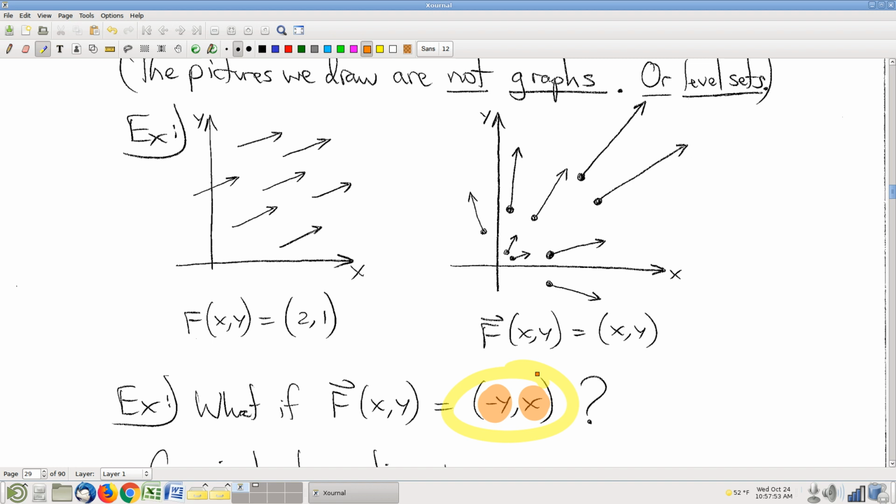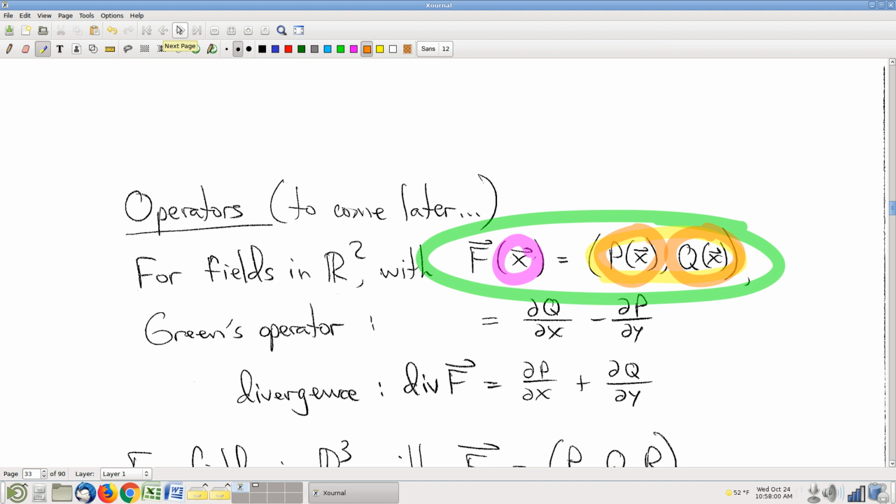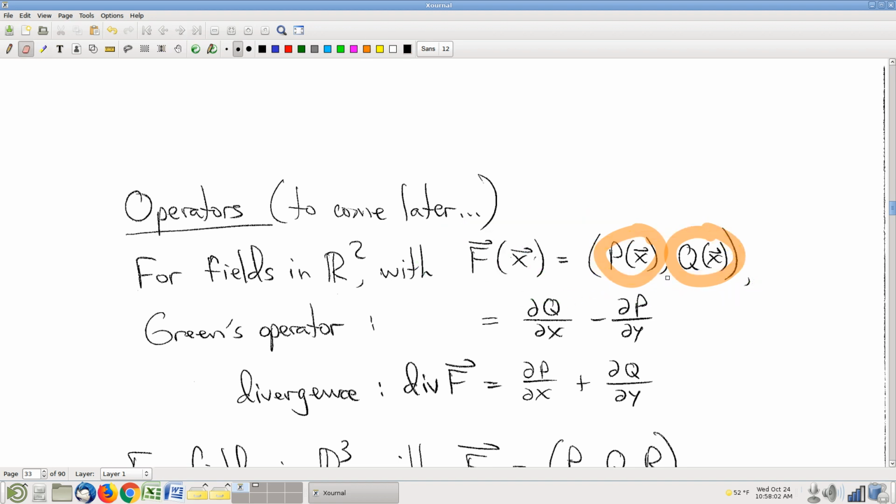I'm going to introduce a very standard notation here, which is to call those coordinates P and Q. By the way, another very natural choice is to call them F1 and F2. That makes a lot of sense because they are the first and second coordinates of this F vector field. So you'll see that sometimes. But anyway, I'm going to go with the book's convention.